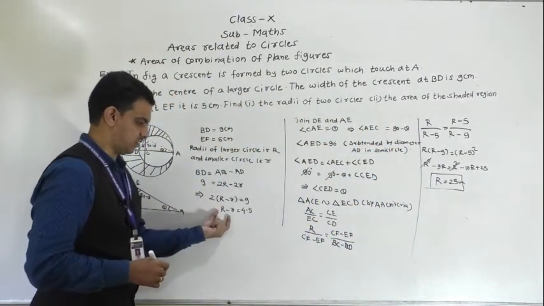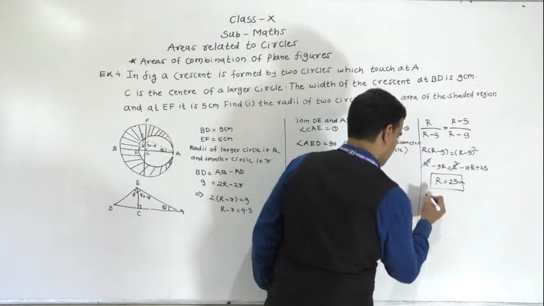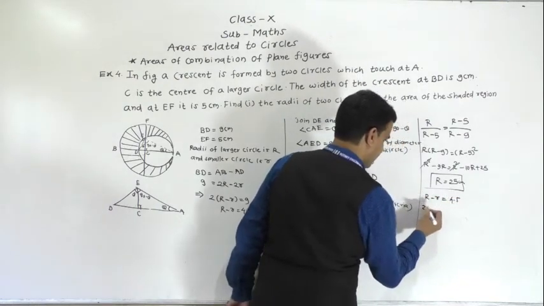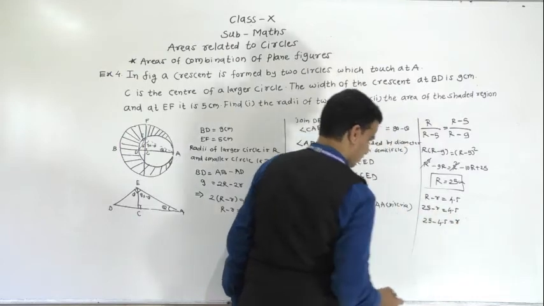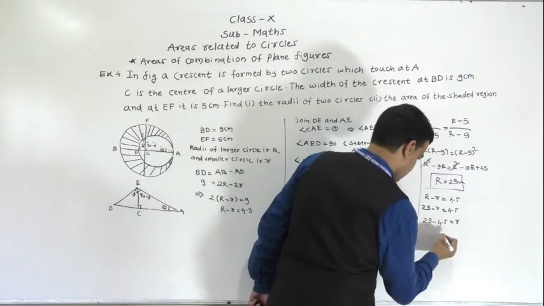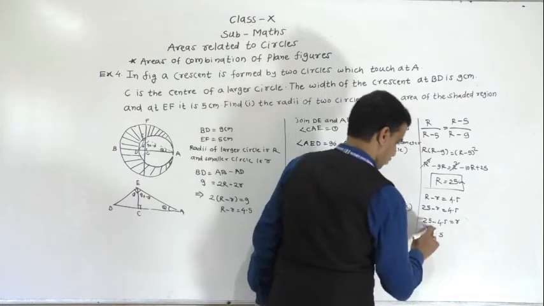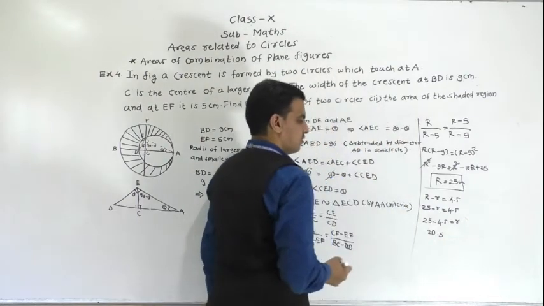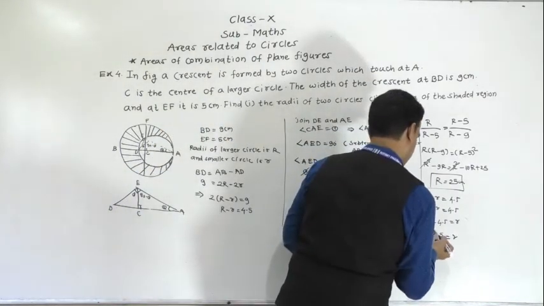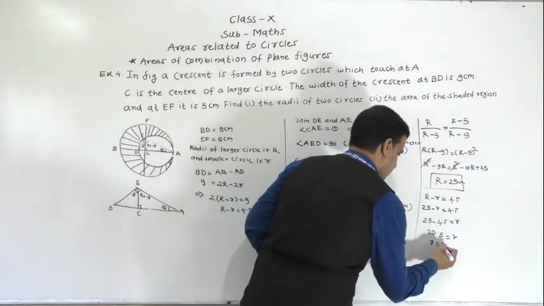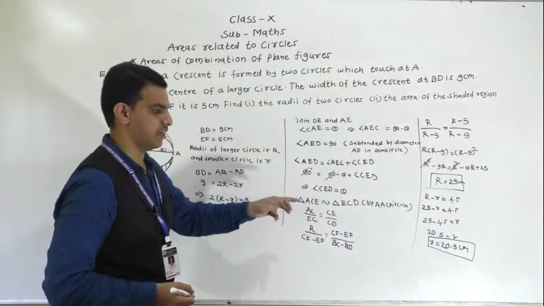Now R is equal to 25 centimeter. By using this, we can get small r. Here R minus r is equal to 4.5, so 25 minus r is equal to 4.5, so 25 minus 4.5 is equal to r. So 25 minus 4.5, that is 20.5. Okay, so this is small r. So we can write here r is equal to 20.5 centimeter. So capital R is 25, small r is 20.5 centimeter.